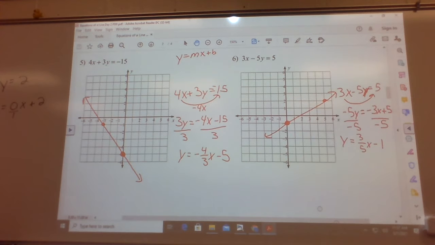Five and 6 are the same thing as I did yesterday. I'm going from standard form of the equation, and I'm rearranging it into slope-intercept, because slope-intercept is the easiest place to graph from. It's the easiest form to work with. Are we okay on 4, 5, and 6? I see a couple people trying to get stuff down.